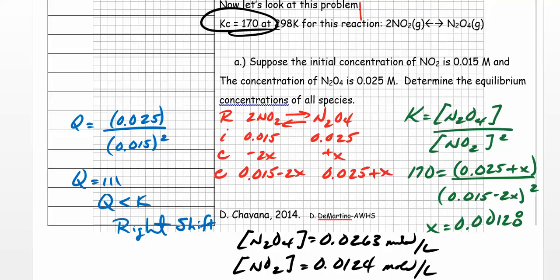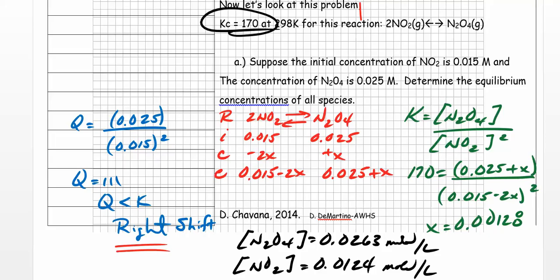Now again, we don't have any idea which way the shift is until we calculate the Q. So let me do that. So Q is equal to products over reactants. So 0.025 divided by 0.015, that'll be squared, of course, because of the coefficient in front of the NO2. And when I do that, I get 111, right? So Q is equal to 111. So obviously Q is less than K. I was told that K is equal to 170. So because Q is less than K, I need more products. The shift is going to be to the right. Okay, it's going to be a right shift in this case.